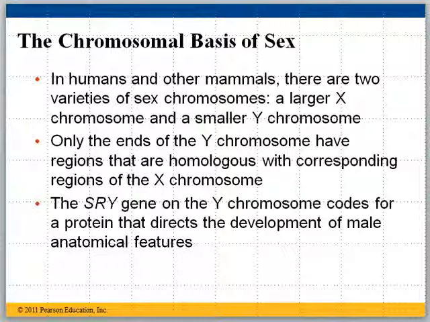of the offspring. As the embryo begins to develop, there is a particular gene located on the Y chromosome that's nicknamed the SRY gene, the sex determining region of Y gene. And this particular gene is what encodes the proteins that direct the development of the various male anatomical features.